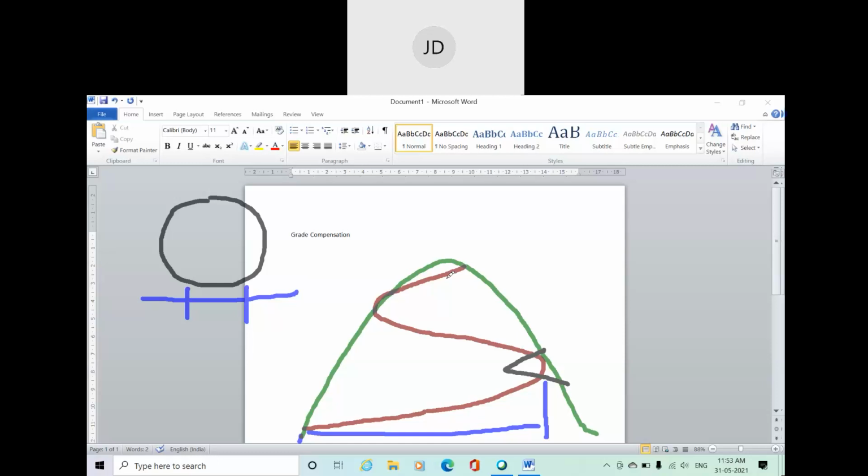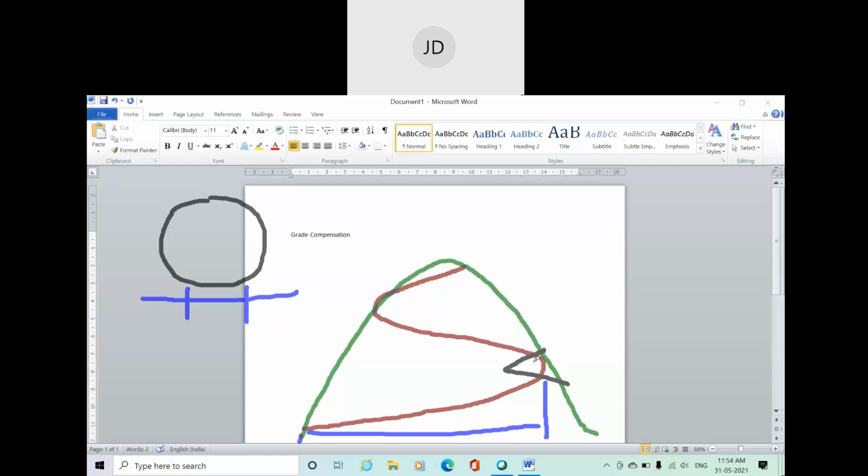Generally, grade compensation can be done in two ways. One is to increase the radius of the curve, but as I have already mentioned, it is time consuming and expensive. It requires a larger area, and sometimes it is not possible. Another option is a reduction in the gradient. So it's the better option: reduce the gradient in the horizontal curve.